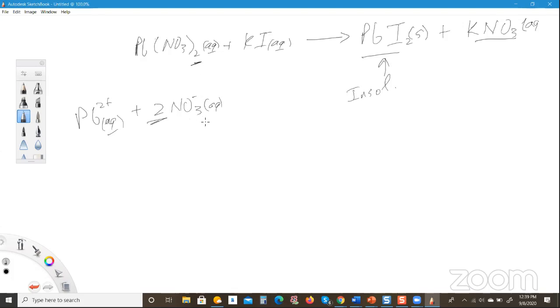So this becomes 2NO3- aqueous. Plus, oh, I forgot one important step. We should balance the first equation here. So let me do that quickly. 2 here, 2 here. Very important.